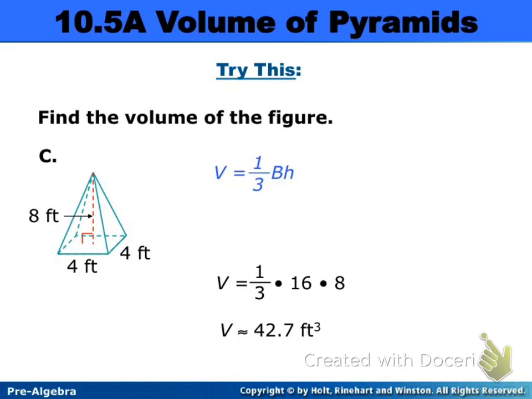We talked about that this case has a repeating decimal, 0.6 repeating. So if we're taking it to the 10th place, it would be 42.7, and if you have a 6 repeating and we're taking it to the 100th place, you could actually round it to 42.67 feet cubed.